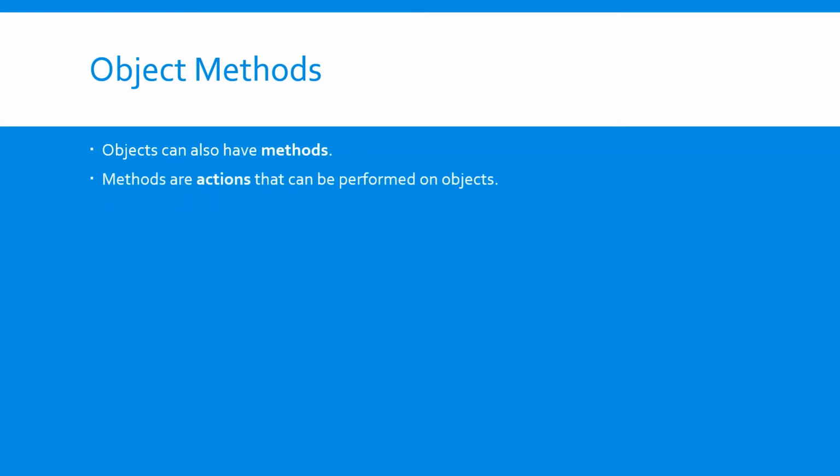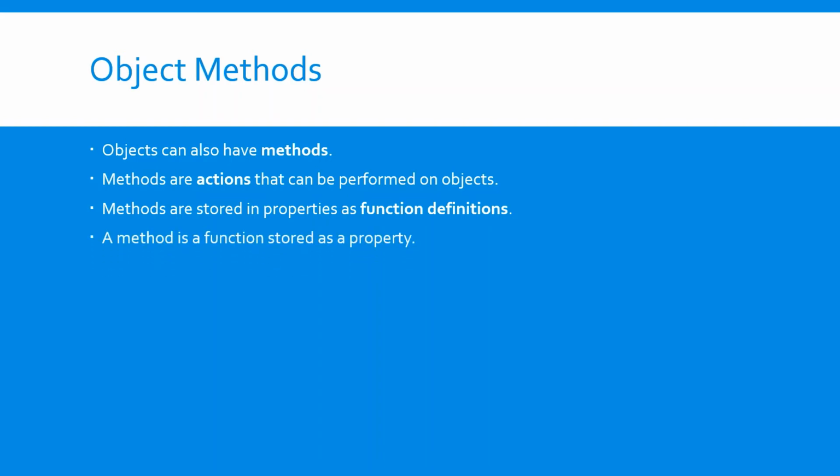So what are object methods? Objects can also have methods. Methods are actions that can be performed on an object. Methods are stored in properties as function definitions. A method is a function stored as a property. So let us have an example to understand what an object method is.